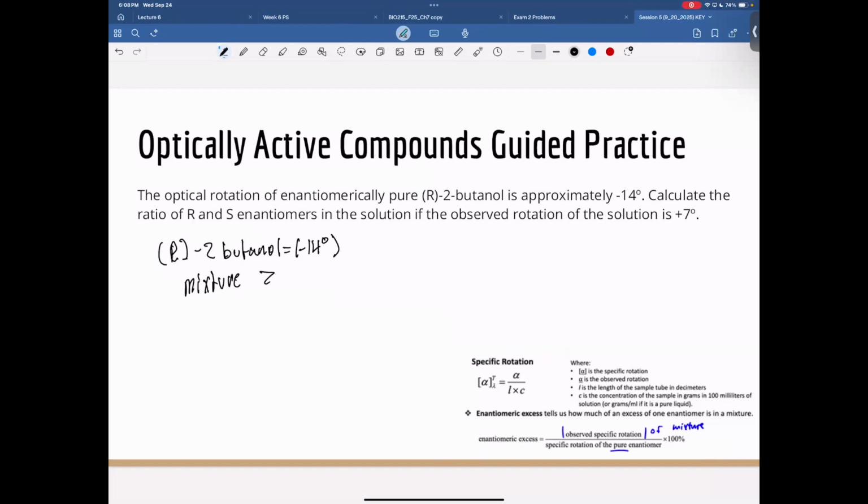So we go back to the formula. We know that EE equals the mixture over the pure, and then you want that to be a percentage, so you're going to multiply it by 100. If we plug in the numbers, our mixture is 7 and our pure is 14. So you do 7 over 14 times 100, and that gives us 50%. That number is telling us the S enantiomer, so that is the S-2-butanol.